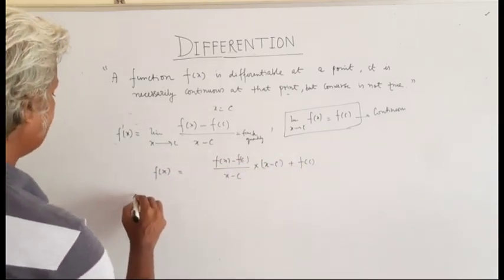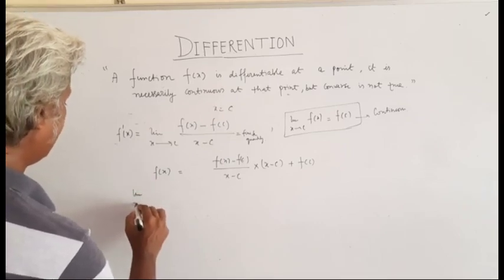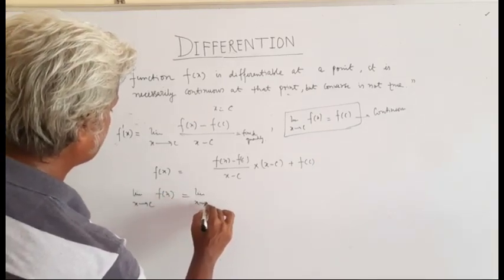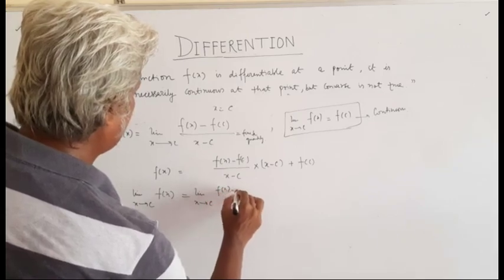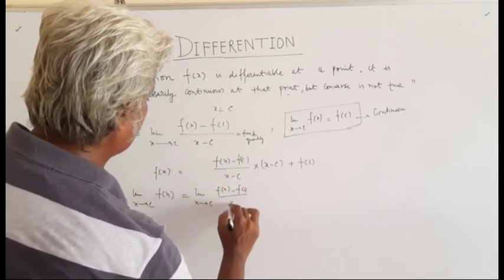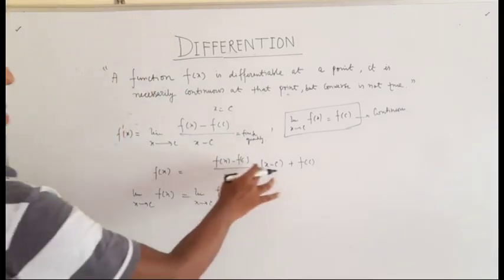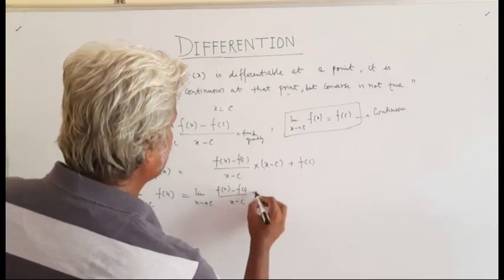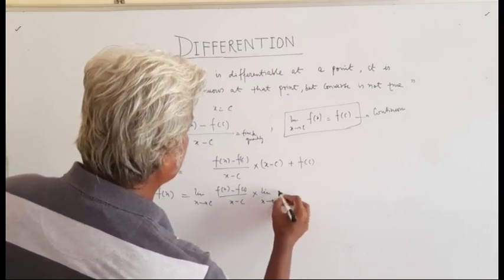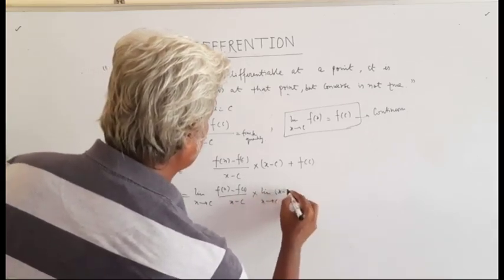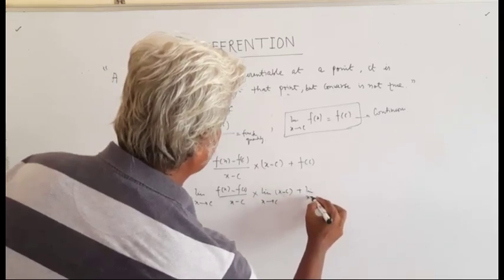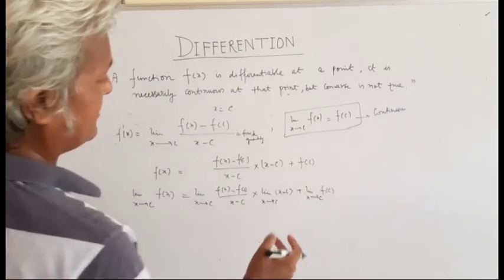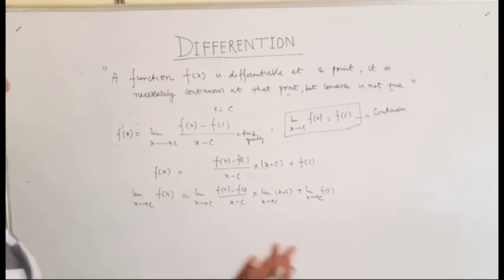Now if I apply the limit as x tends to c in both cases, here the limit as x tends to c of (f(x) minus f(c)) over (x minus c). Since there are three functions, and these two are in product form, we will simply write the limit for this also: the limit as x tends to c of (x minus c), plus the limit as x tends to c of f(c). So f(c) looks like a constant because you have already put the value of c in the function, so it will give you just a numerical value. That is a constant function.